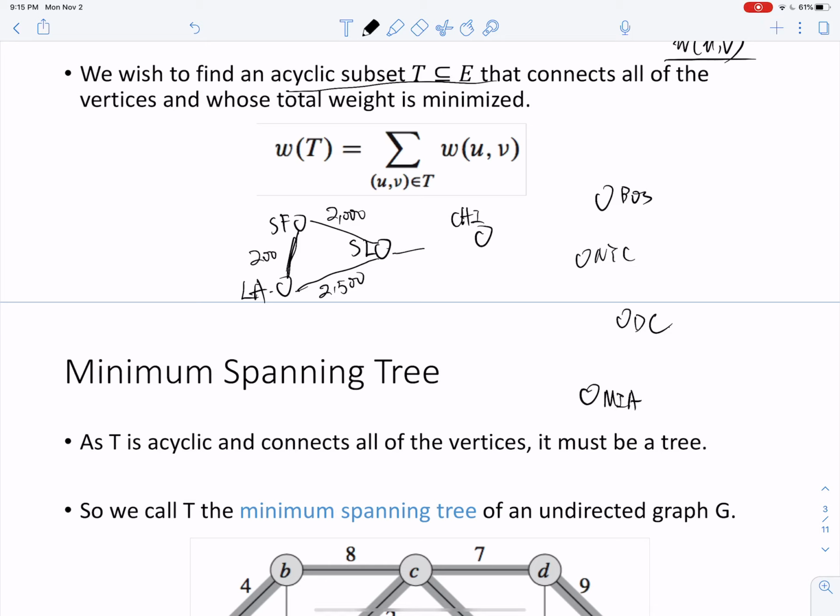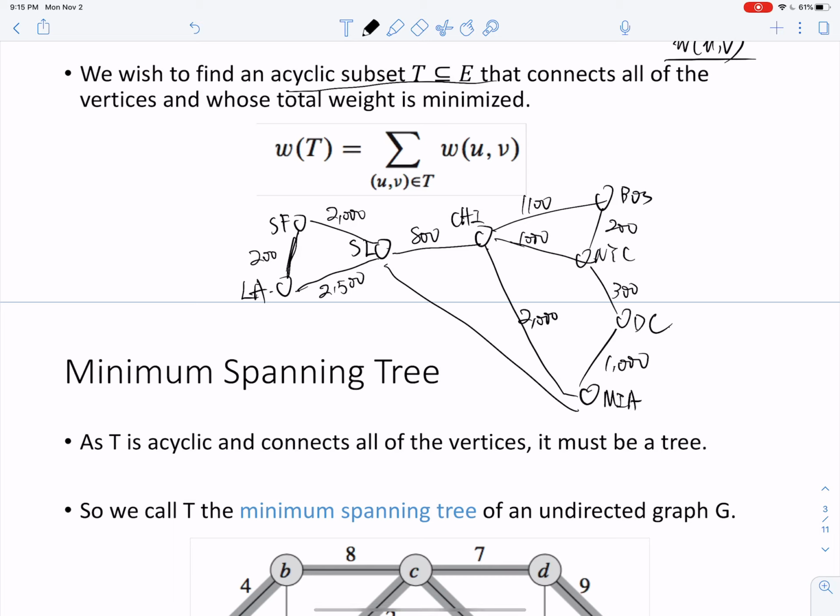And then from Chicago to St. Louis, let's say it's 800 miles. From Chicago to New York, let's say it is 1,000. From New York to Boston, let's say that is 200. Then from Chicago to Boston, let's say it is 1,100. Then from New York to DC, let's say it's 300. From DC to Miami, let's say it is 1,000. From Miami to Chicago, let's say it is 2,000. From Miami to St. Louis, let's say it's 3,000 miles. Then from LA to Miami, let's say it is 4,000 miles, okay? This is just some example numbers.